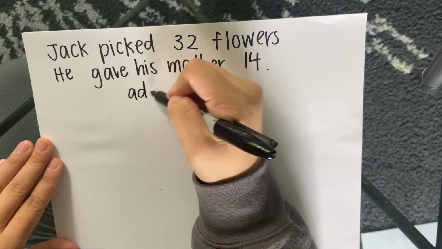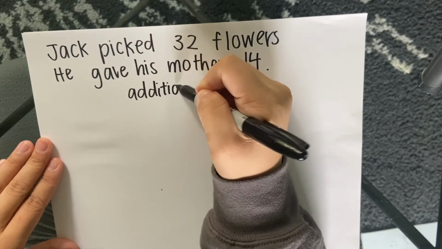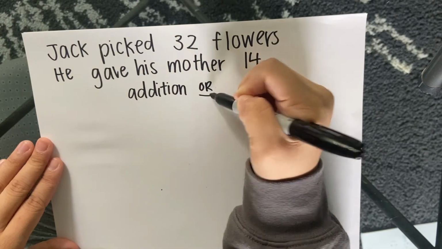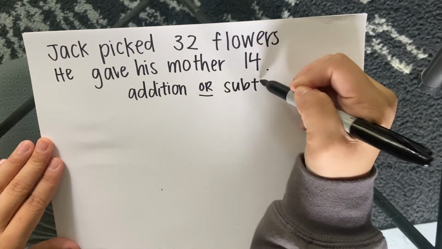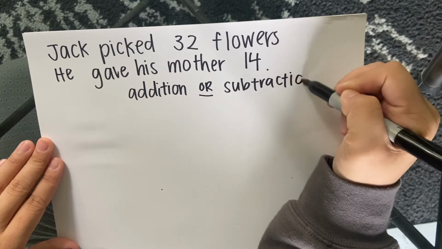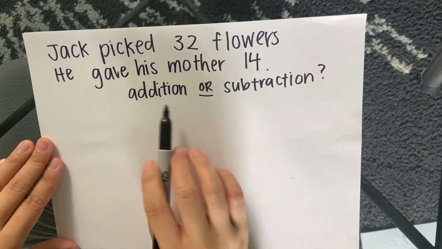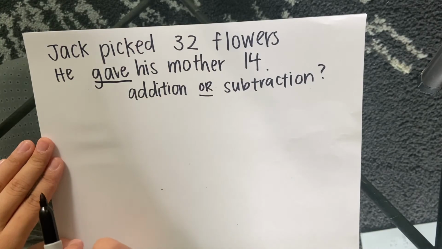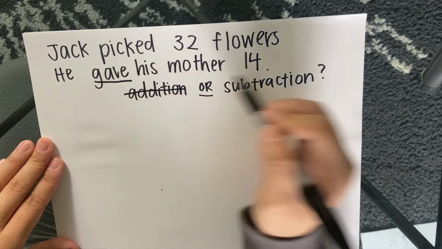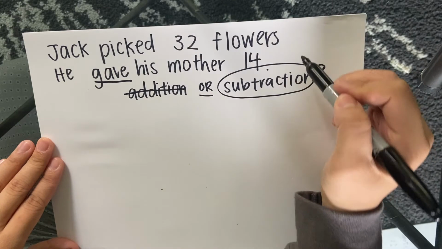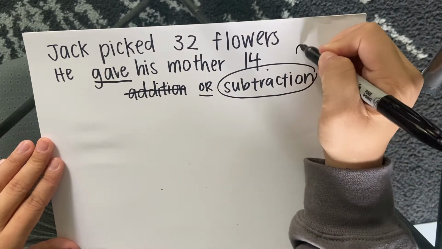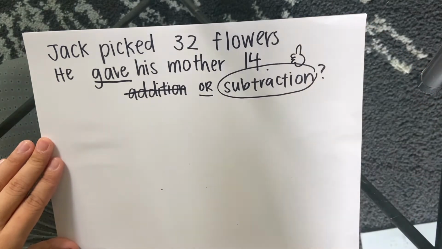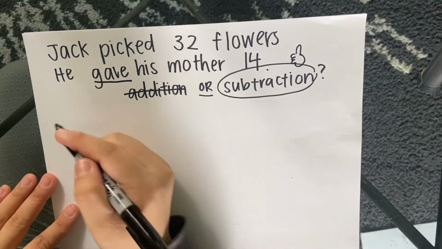So we need to decide, is it addition or is it going to be subtraction in this problem? We have to kind of look at the problem. The key word here is gave. He gave it to his mother, which means he is not getting any more. He's actually subtracting. He's minusing how many he has. So we're going to subtract. We know that this is subtraction. So go ahead and pause the video and try to solve on your own first.